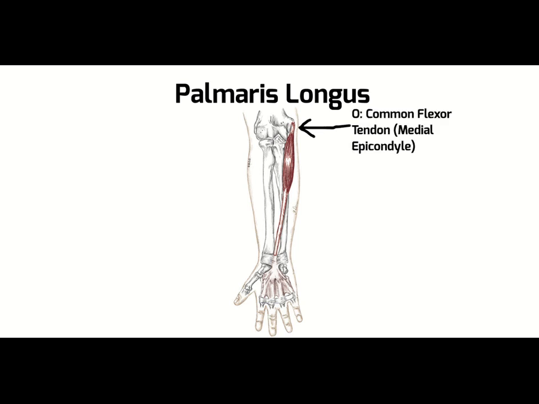It inserts into the flexor retinaculum on the front of the wrist, as well as the palmar aponeurosis. It's innervated by the median nerve and causes flexion of both the wrist and the elbow, and also helps to tense the fascia that sits over the palm, or that palmar aponeurosis. And we can see an example of what that would look like here. And so that helps to tense that, which again helps with flexion of both the wrist and the elbow.